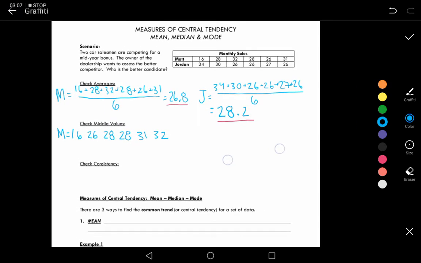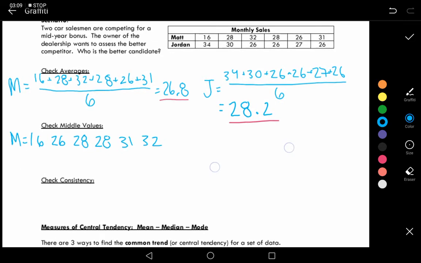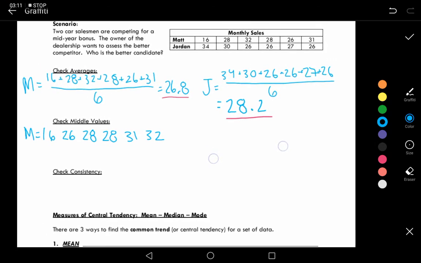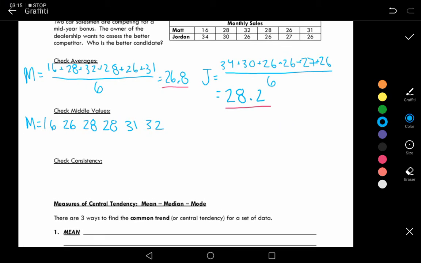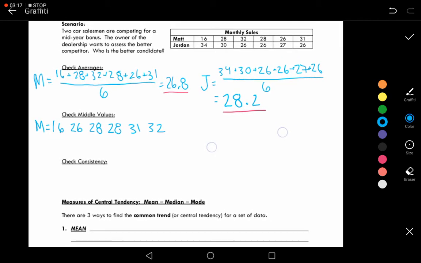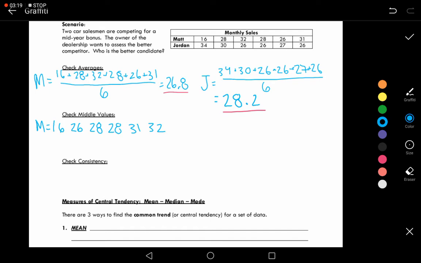It doesn't tell us, but we'll just say maybe per day. Maybe they only work 6 days or something. Oh, that doesn't make any sense. They wouldn't sell 16 cars per day. Oh, this is over 6 months. That's what it is. So each of these represents a month. This would be month 1, month 2, month 3, month 4, etc. So that's how many cars they sell per month.